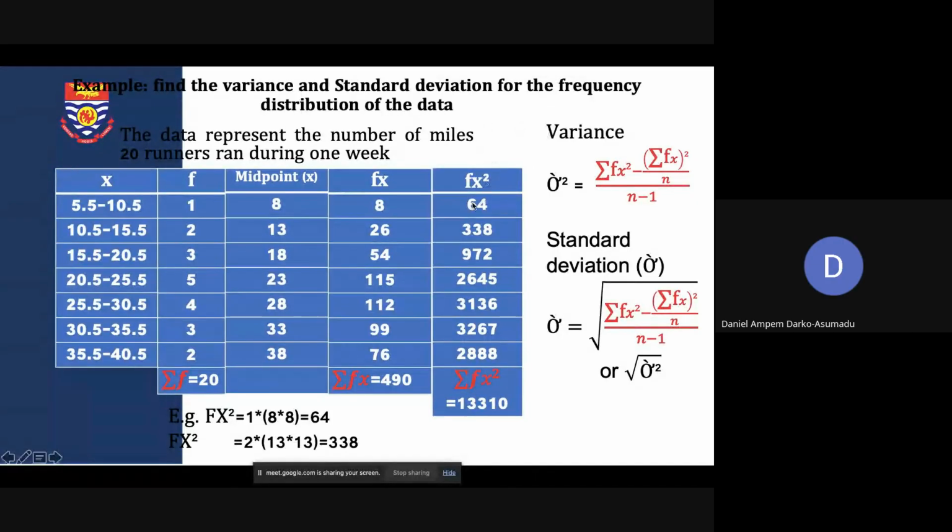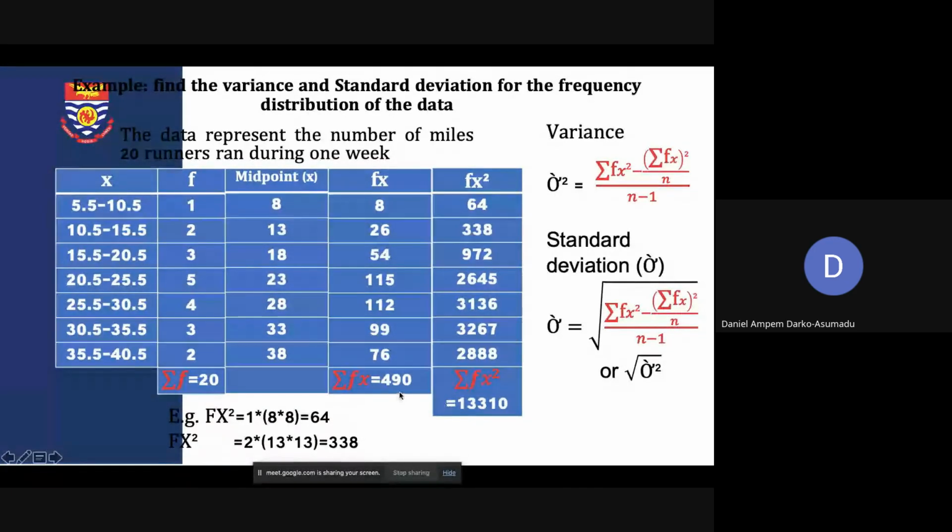So the formula is saying to square the X. After squaring the X, multiply by F. So 8 squared, 64, times 1, which is F, is the same 64. 13 squared times 2 gives 338. 18 squared times 3. This is what you do for the Fx squared. Then you sum it. When you sum, you get 13,310. So this 13,310 is what you're going to put over here.